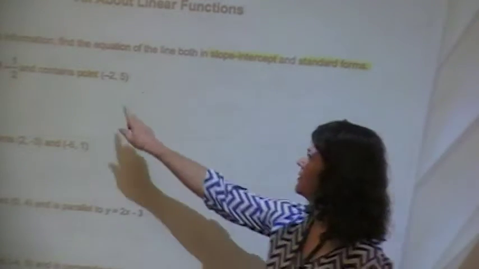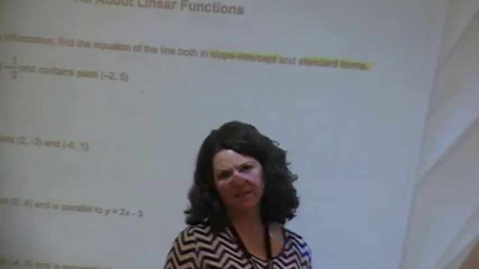Which formula should I use? Point slope. Look there. Point slope form. So that's the formula I'm going to use. So if you don't have it memorized, you should get it memorized because you'll need it for the rest of your mathematical course. So y minus y1 equals m times x minus x1.